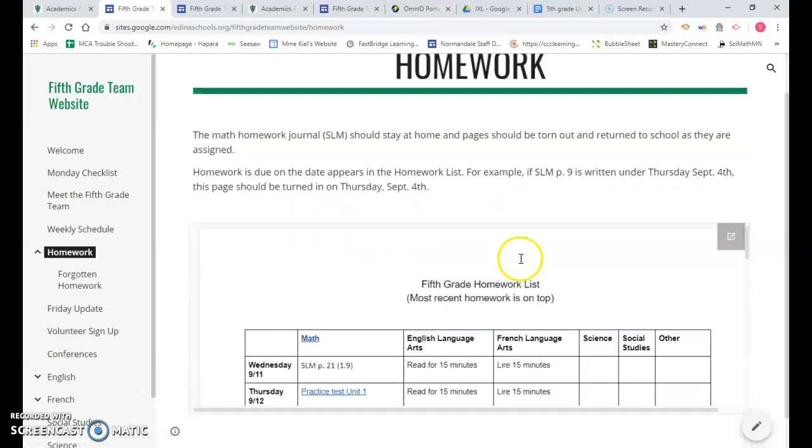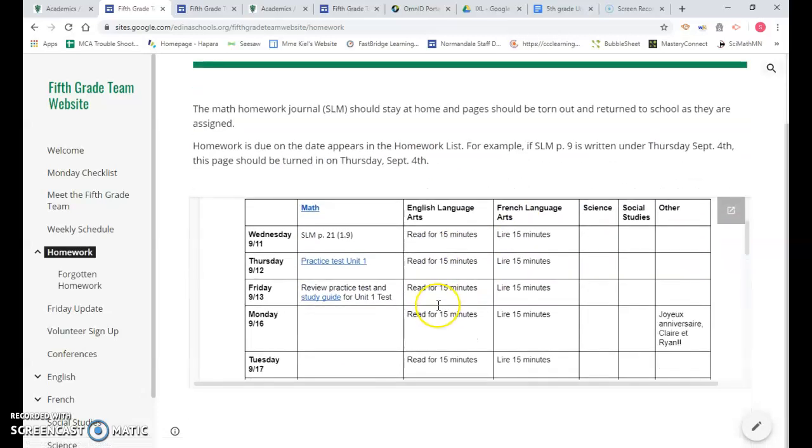Every Tuesday this will be updated, and students will be able to see their homework that is due from Wednesday to Wednesday. A couple of important things to note. For example, today is Thursday the 12th. And students had the Unit 1 practice test to complete and turn in for today. So the homework that you see next to the date is due on this day.